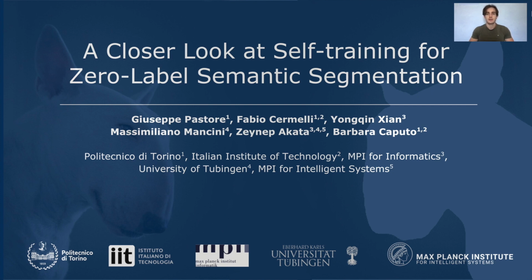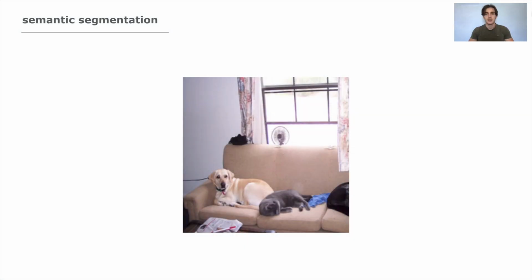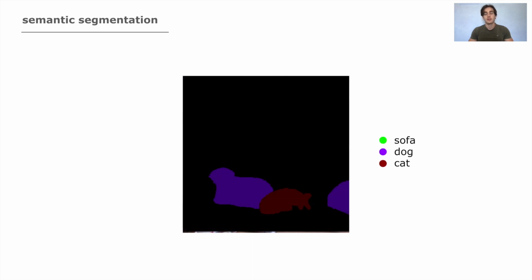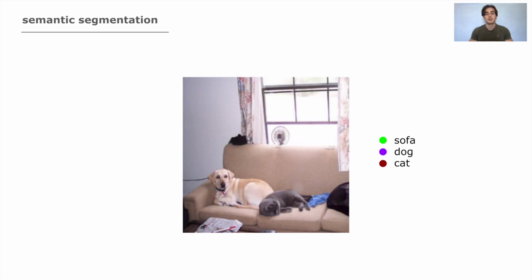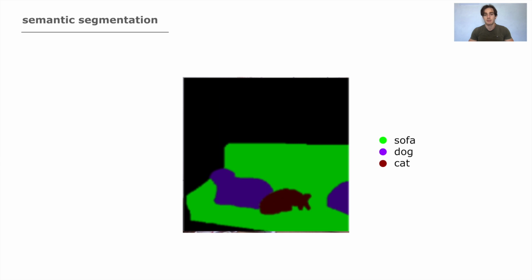Our work addresses the semantic segmentation task, that is, labeling each pixel of an image with a class label. In this image, a segmentation model will easily identify cats and dogs, marking all the rest as background. But if you paid attention to the image, there was also a sofa. How is it possible to include the sofa in the knowledge of this model? Surely by adding supervision for it at training time.